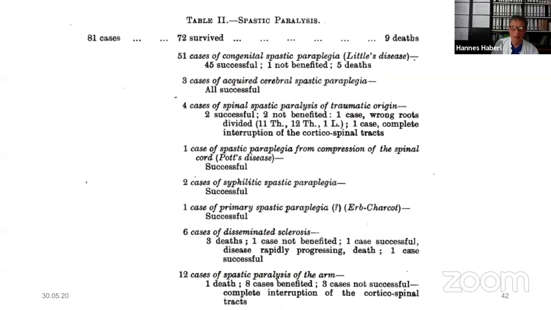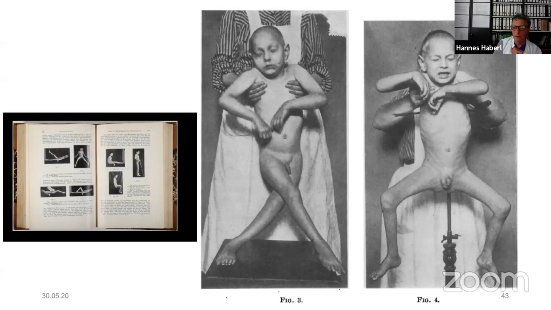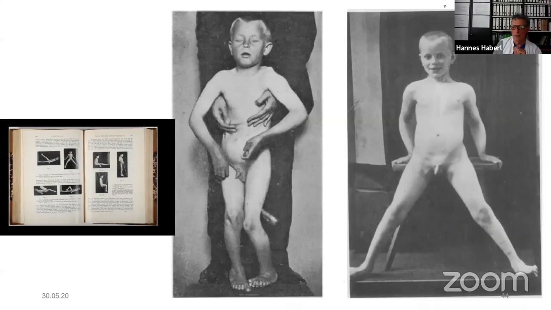his results in these 80 cases were absolutely correct. He had 51 cases of spinal spastic paraplegia, Little's disease, 45 successful, 1 not benefited, 5 deaths, which is historically, beginning of the 20th century, not a bad result. And these are the very clear documentations of his results. But at this time, the method had already lost its reputation, and it was just forgotten for 40 years.